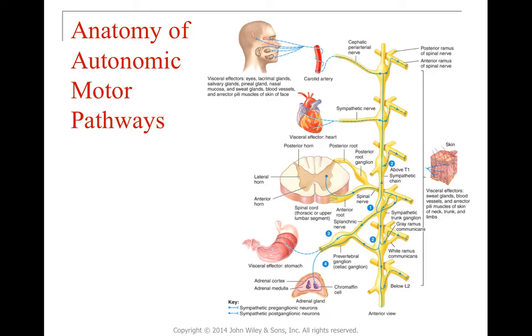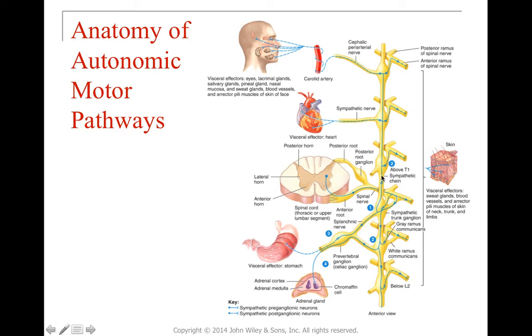All right, so this diagram depicts what the options are if we have an axon here, right? So this axon has the option to either synapse at the first ganglia that it finds at the sympathetic trunk.